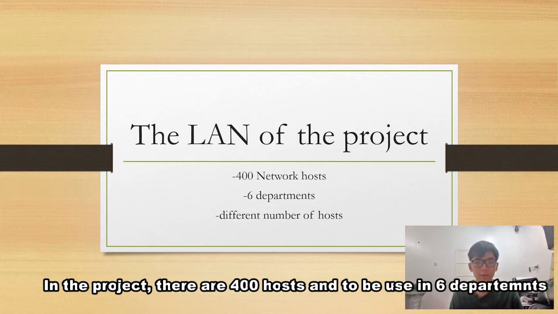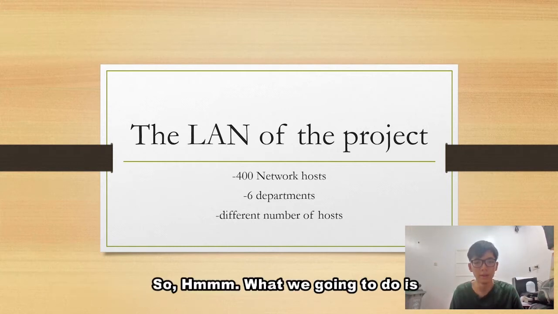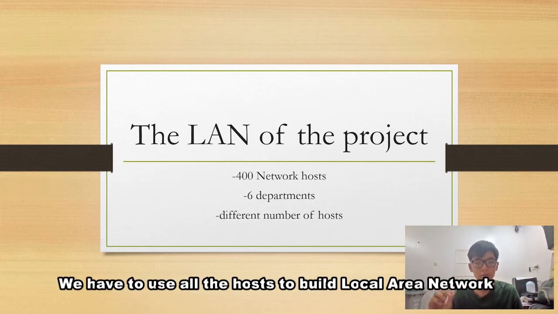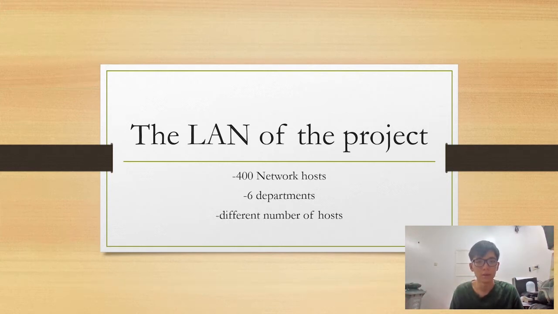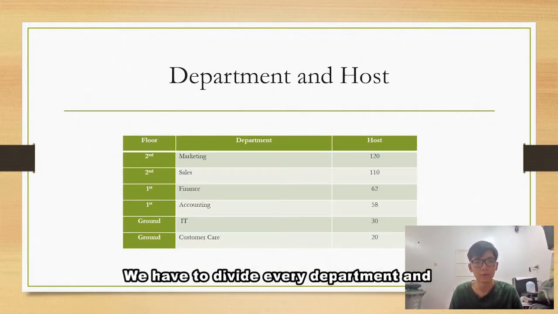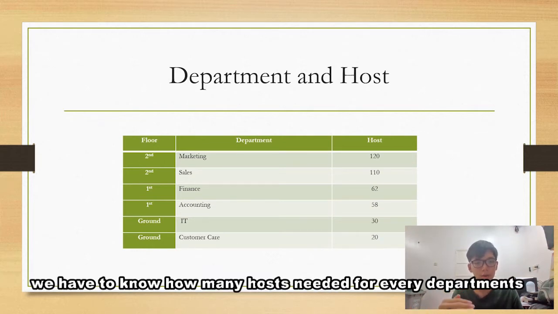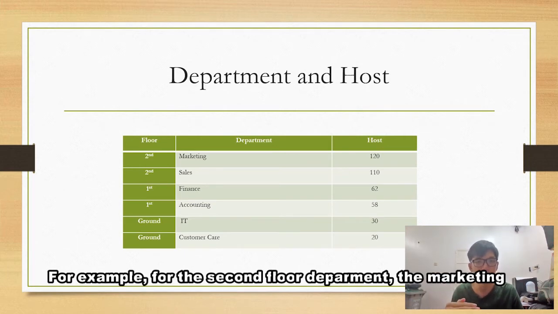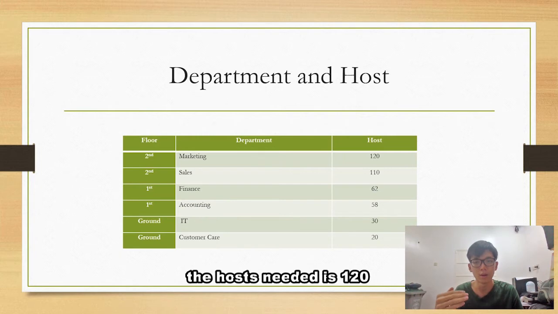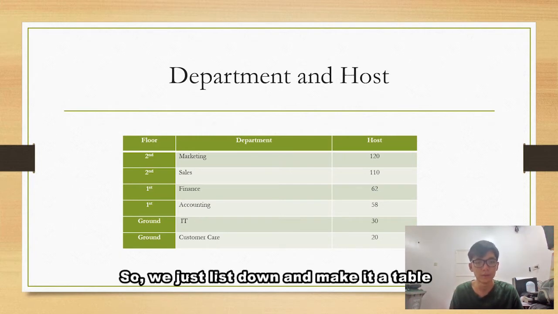In the project, we have 400 network hosts to be used in 6 departments. So what we're going to do is reuse all the hosts to build a local area network. Before we start, we have to divide every department and know how many hosts are needed for every department. For example, for the second floor marketing, the hosts needed are 120. So we just list them down and make a table.